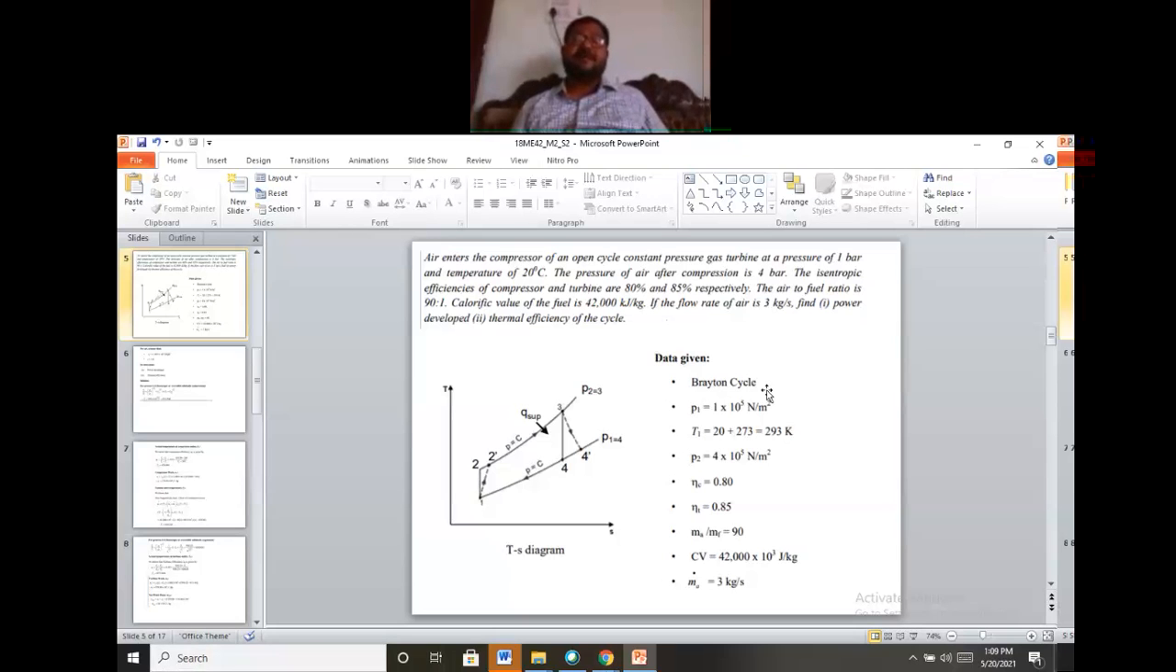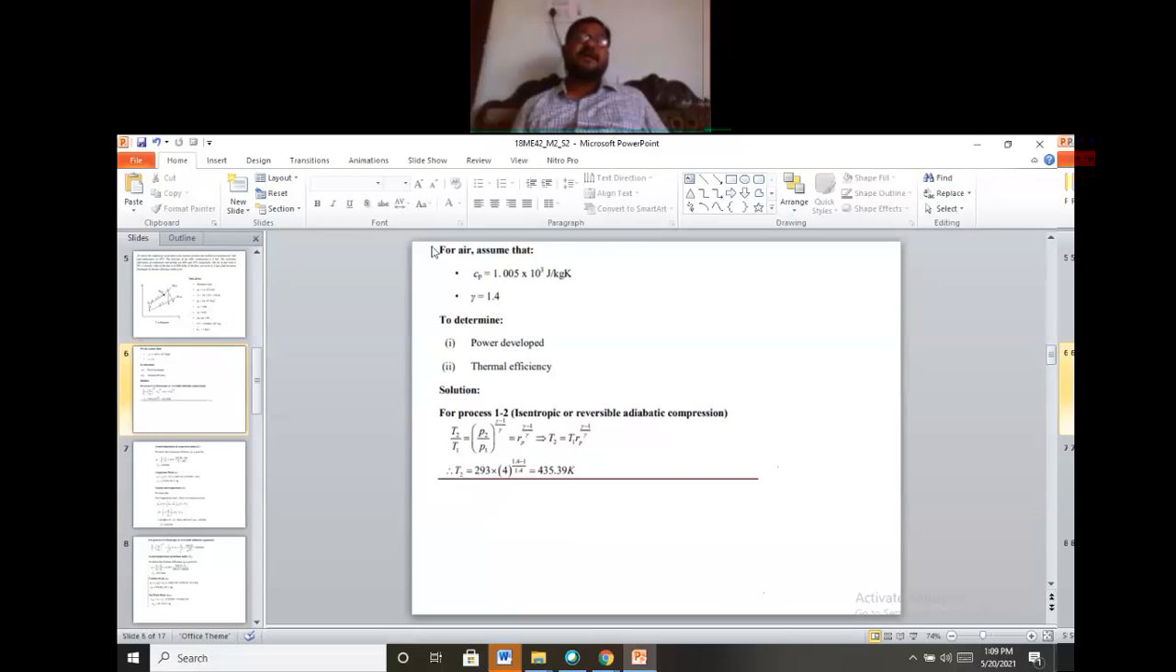Given data, Brayton cycle: P1 in bars, converted to Newton per meter square. T1 is 20, 20 plus 273, 293. P2 is 4 into 10 to the power of 5 Newton per meter square. Eta C and eta T are given as 0.8 and 0.85. MA by MF is 90. CV is 42,000 into 10 to the power of 3 joules per kg. Mass is 3 kg per second. Assumption: because CP, CV and gamma values have not been given, you have to assume the standard values for air. So that you have to assume, to determine the power developed and thermal efficiency.